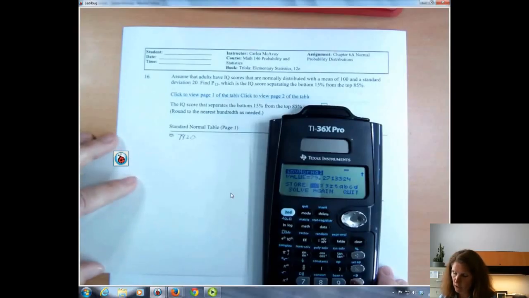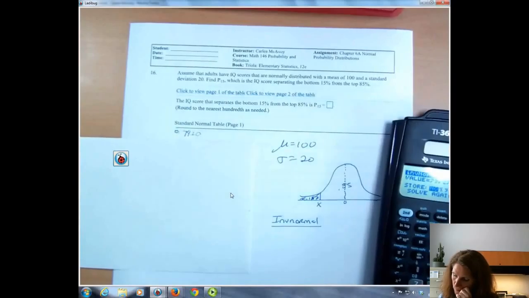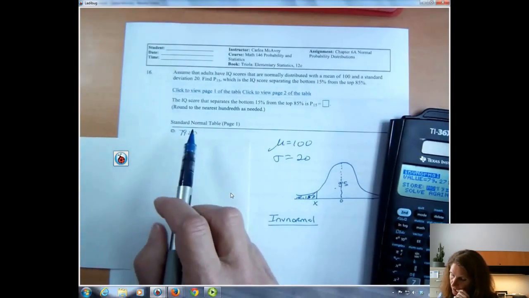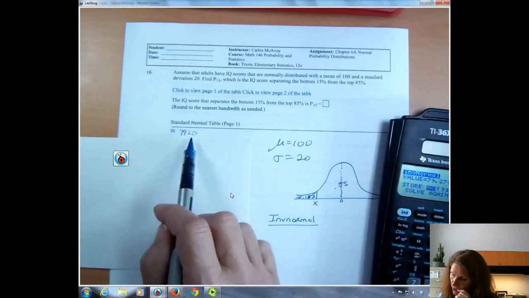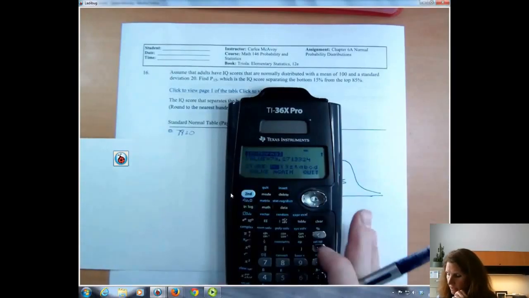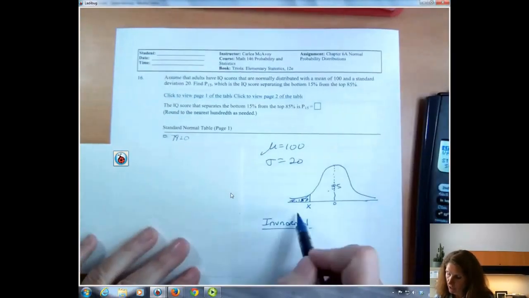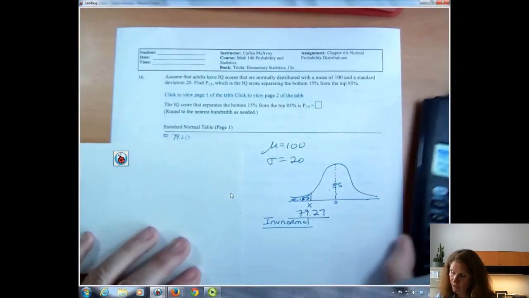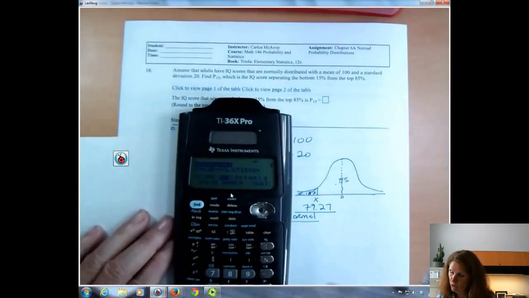I think they wanted that to... I've written down 79.20, to the nearest hundredths. Well, I get 79.27. I'm standing by that. I wrote that down from some other day. I don't know what I did, but 79.27 to the hundredths. That would be the score that would put you at the 15th percentile.